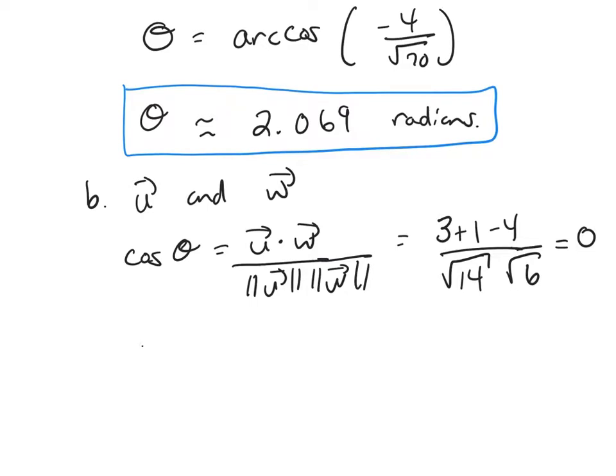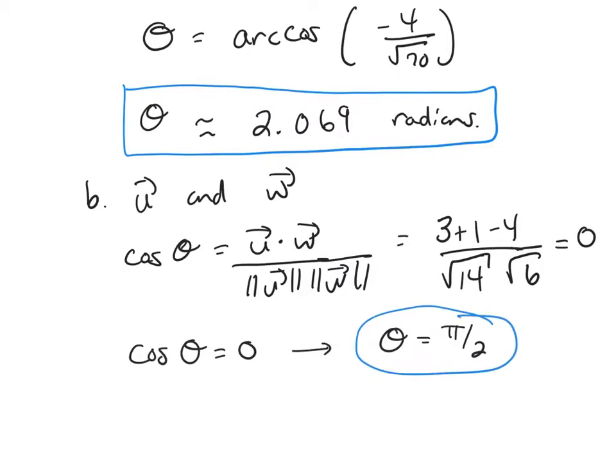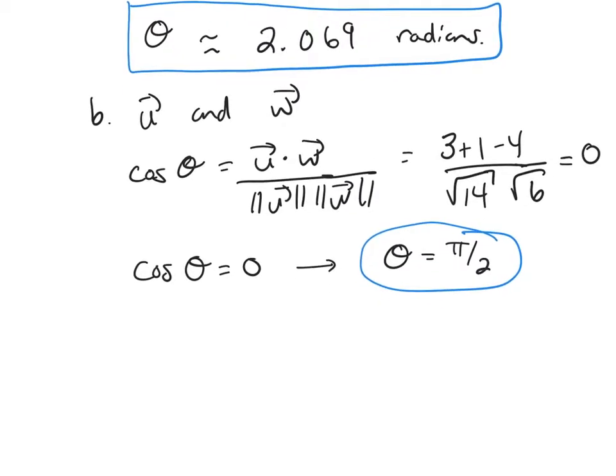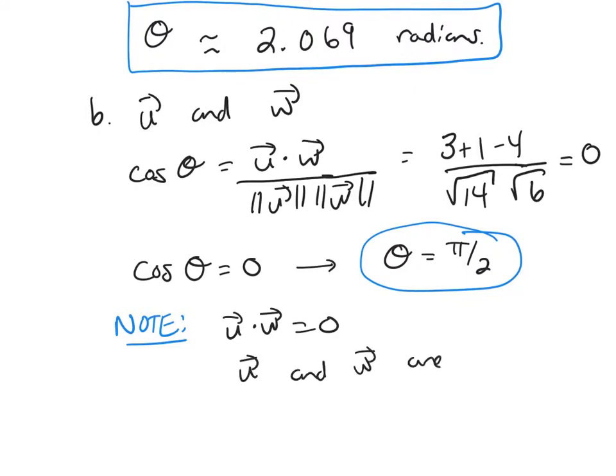So think about your unit circle. Where is cosine theta equal to 0? It's when theta equals pi over 2. And I'll note here that we knew the dot product was 0, which told me that u and w are orthogonal, i.e. they're perpendicular.